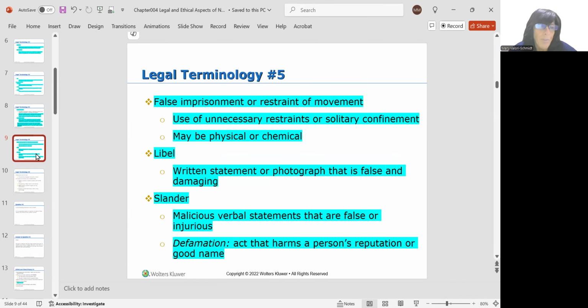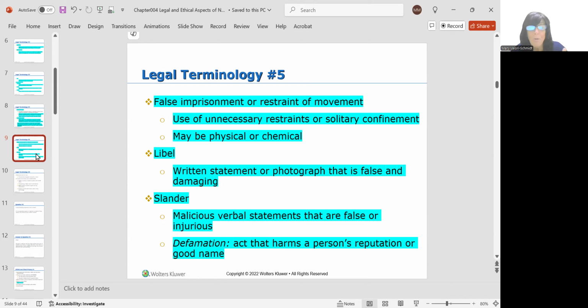All right, other legal terminology, false imprisonment. So using restraints unnecessarily or solitary confinement, seclusion is what that's called sometimes, unnecessarily. And restraints can be physical, such as a lap buddy, wrist restraints, those types of things, or chemical. A chemical restraint would be administering a medication that has sedating properties to someone who doesn't need it medically, but you're only giving it to them to control their behavior. Can't do that.